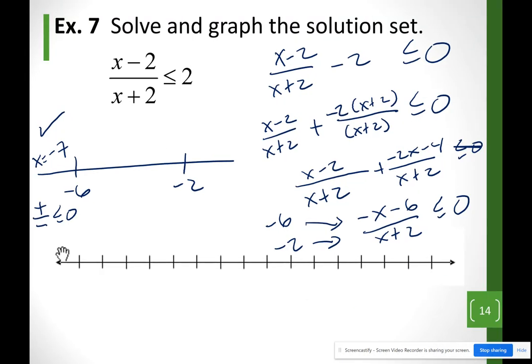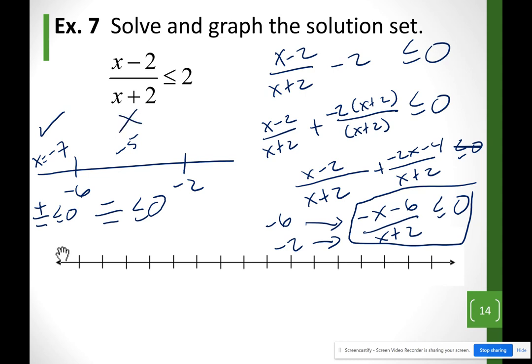Now, any number between negative 6 and negative 2, I'm going to think of negative 5. Remember, I'm using negative x minus 6. So negative of a negative is positive. So I have positive 5 minus 6, negative. Negative 5 plus 2, negative. Is a negative divided by a negative less than or equal to 0? No.